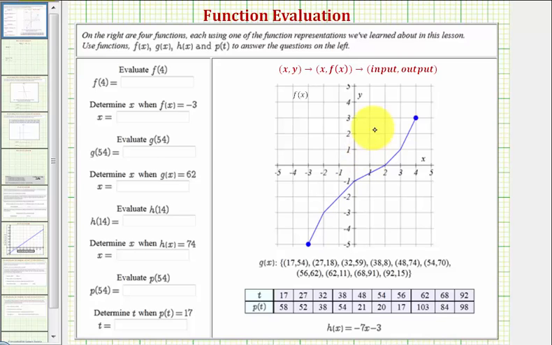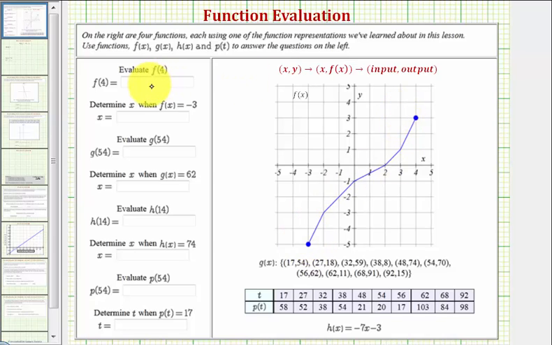In this question, we're given four different functions here on the right and asked to find or evaluate several function values, as well as determine the inputs or x given the function value. These first two questions deal with function f of x graphed here in blue.